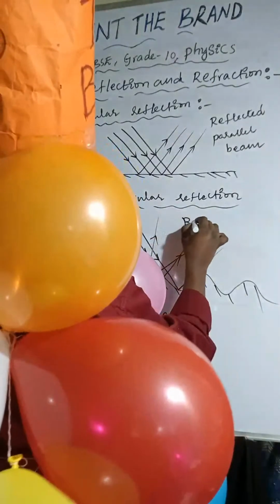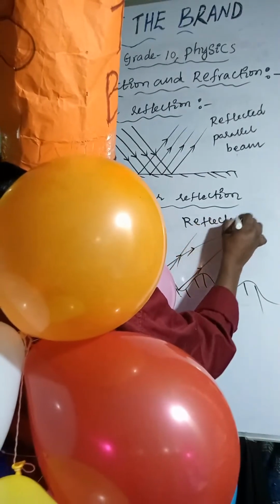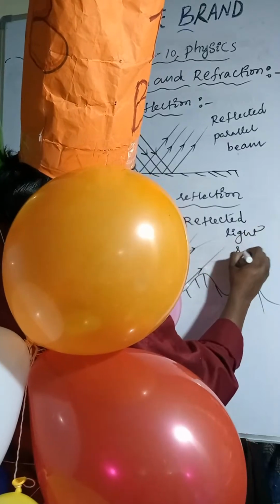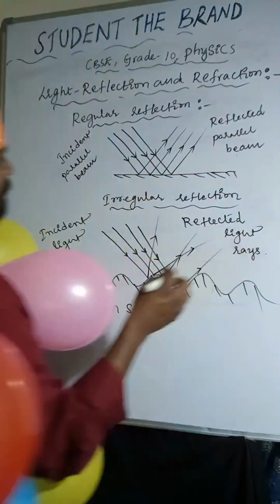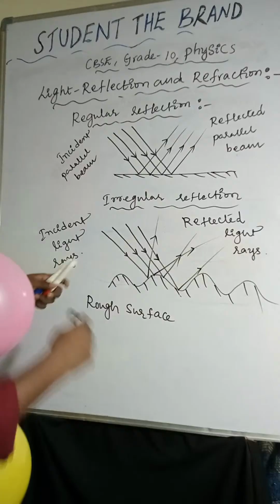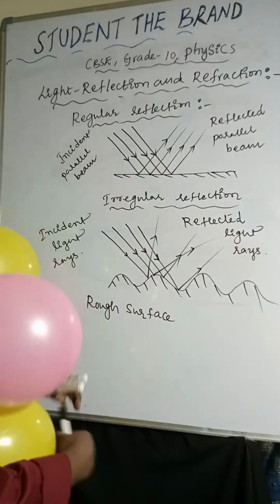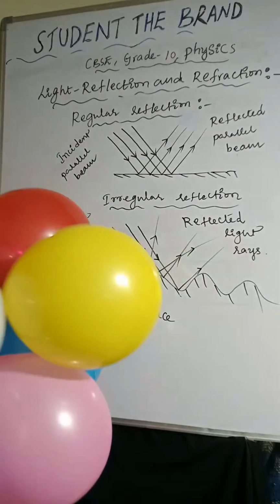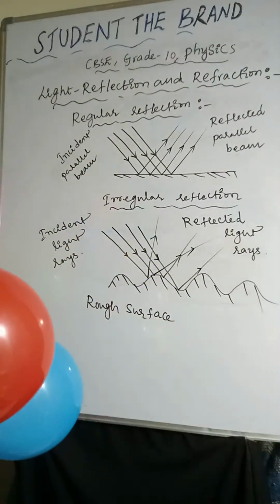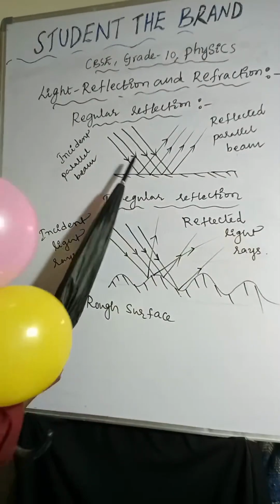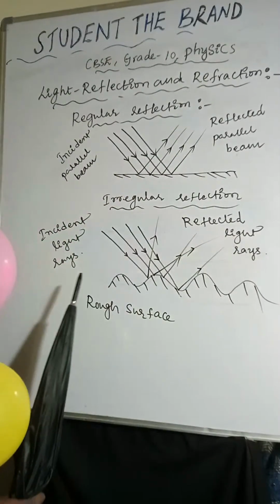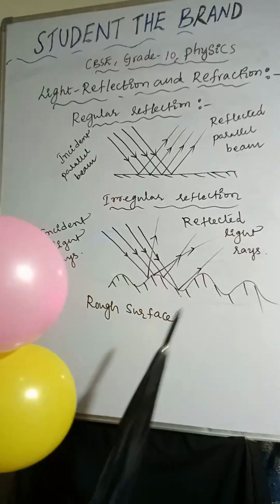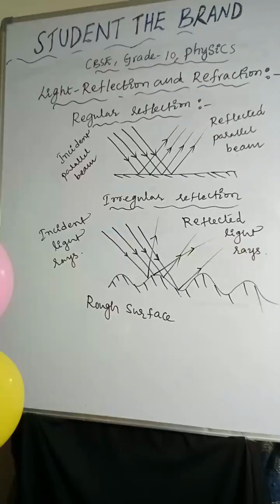Reflected light rays. Here you can observe incident light rays are parallel to each other, whereas reflected light rays are not parallel to each other. So this is the incident beam, and this is the reflected beam. Here incident light rays are parallel, but reflected light rays are not parallel to each other.